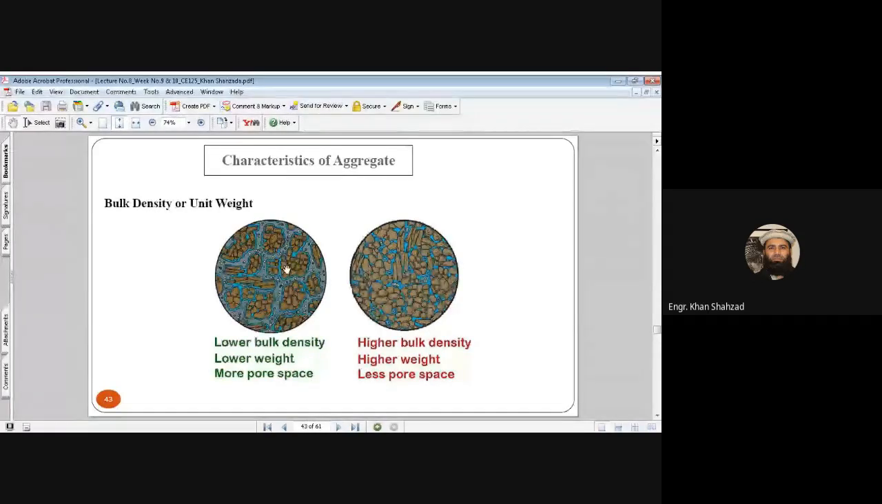Also, with a packed, high bulk density, high unit weight, high density concrete, you will have higher strength as compared to this one. Once you have higher strength, it will be more durable because it has no pores, no voids. Due to voids, there will be passage of water through the concrete, which will cause dampness. After some time, you will need repair of this concrete. So we should try to have properly dense aggregates, properly dense material, and properly packed material.